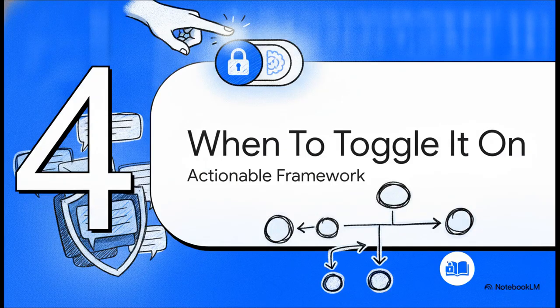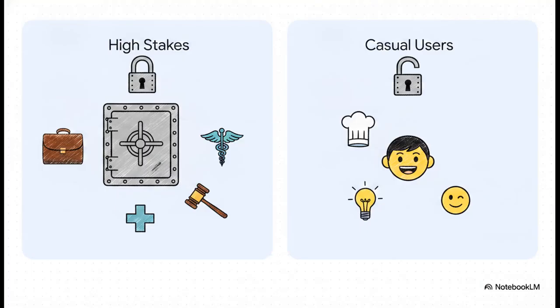And that leads perfectly into Section 4, when to toggle it on. So how do we actually navigate this? When should you manually use this feature? Remember, OpenAI allows you to toggle this on and off right at the individual conversation level. Not everyone needs to operate in a constant, paranoid state of high alert. We can really divide use cases into two distinct buckets.